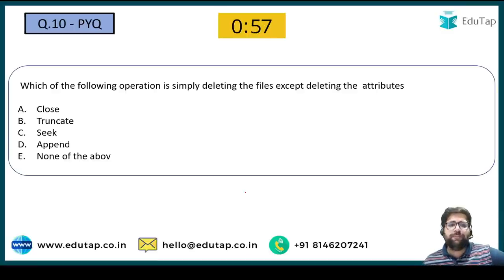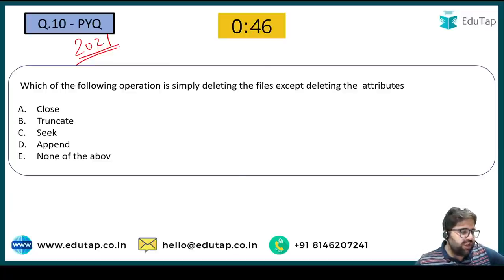Question number 10. Again, a PYQ, which has been taken, if I'm not wrong, from 2021 itself. Which of the following operation is simply deleting the files except deleting the attributes? Here you are not deleting the attributes. Question number 10, 2021. Which of the following operation is simply deleting the files except deleting the attributes? Let me see who gives me the right answer.